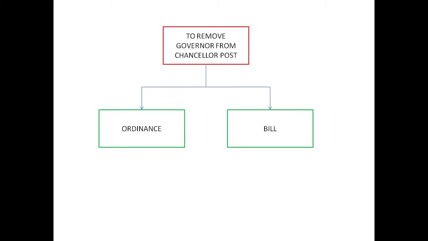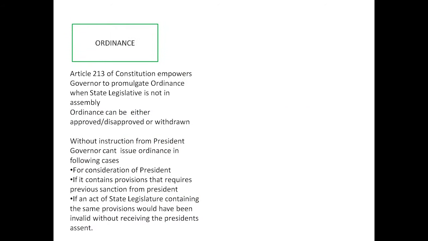Now let us consider the ordinance. According to Article 213 of the Constitution, the governor is empowered to promulgate an ordinance when the State Legislative Assembly is not in session. So take note that the governor will promulgate the ordinance. Let us go to the case study. Here, the CM wants to remove the governor as the chancellor of state universities. For that, the governor has to promulgate an ordinance removing the governor from the post of chancellor of the state universities.